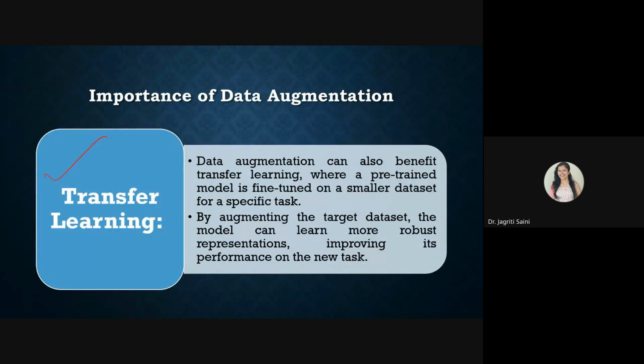It can also be used in the case of transfer learning. This is one of the most commonly used options these days by researchers who are building new models in the deep learning area. There are some pre-trained or fine-tuned models that are mainly designed on smaller datasets for achieving a specific task. But if you do augmentation on the target dataset, then you can ensure robust representations, and it will be able to get proper predictions or forecasting on the new tasks that you present to such models.